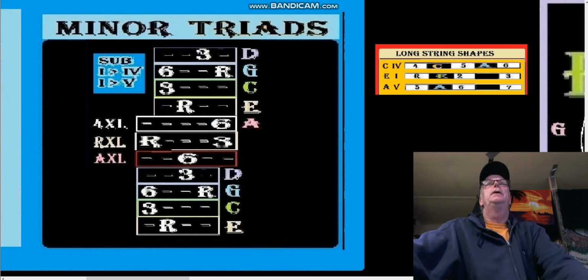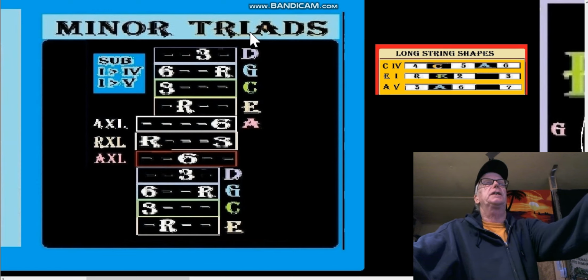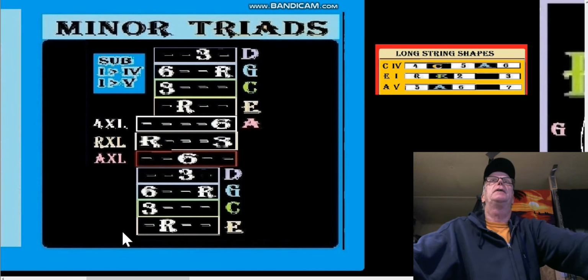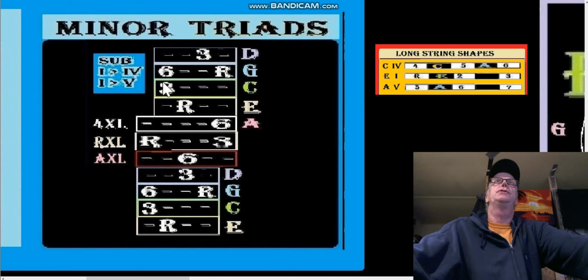Okay, we're back. So one thing to remember, if you play the minor triad string shapes, you're just going to be playing root, 3, 6 in those regular string shapes, which are diatonics, where you have 7, root, 2, 3, 4, 5, 6, 7, root, 2, 3, 4, then 5, 6, 7, root, 2, 3, 4, 5, 6, then 7, root, 2, 3, 4, 5, 6, 7, root, 2, 3, 4.